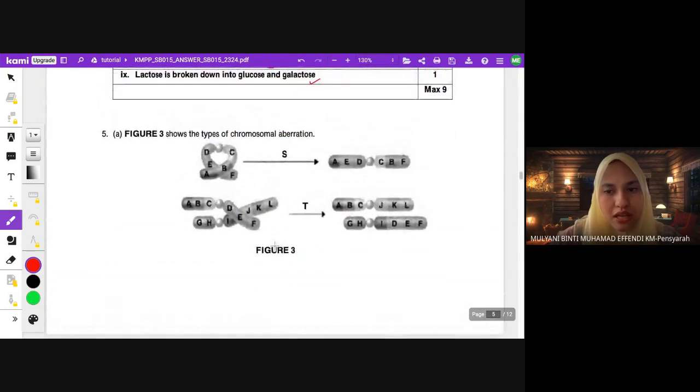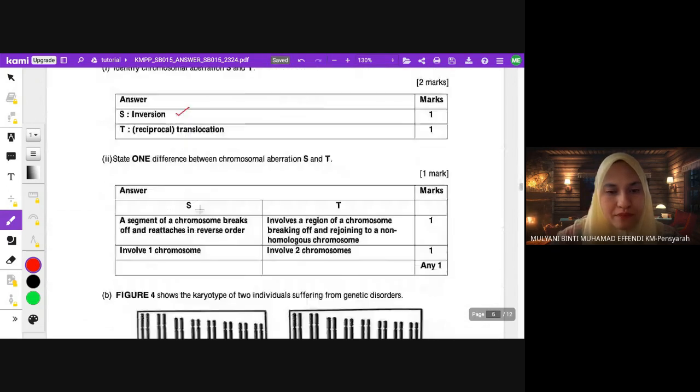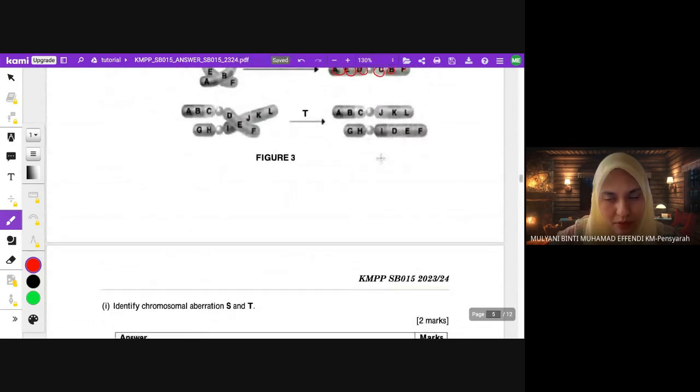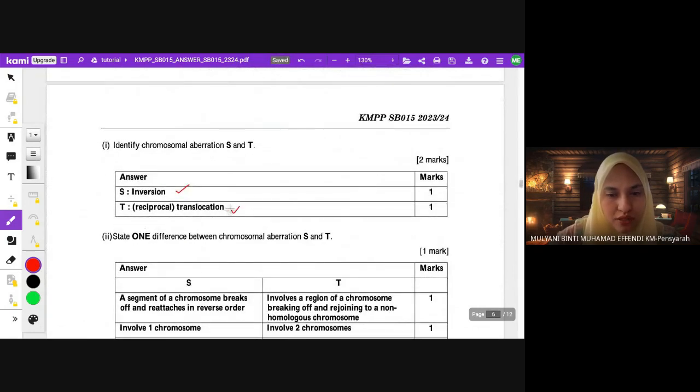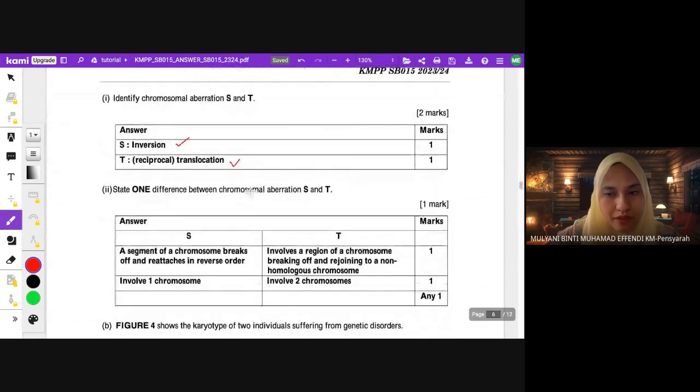So di mana sekuensnya adalah terbaliklah AEDCBF pula. Okay, yang translocation pula jadilah maksudnya pemindahan. So reciprocal tu kita nampak sebab dia ada berlakunya pemindahan secara dua arah. Okay, dia bertukar. Okay, so dia adalah translocation ataupun lebih spesifik reciprocal translocation.